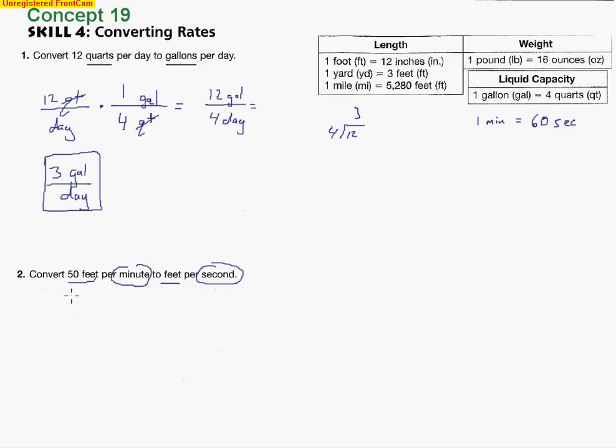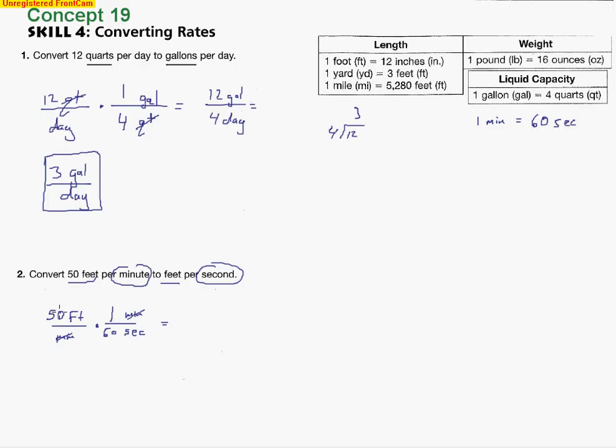We'll start off with the one we have, 50 feet per minute, and then we're going to multiply this by a conversion factor. I want to go from minutes to seconds, so I want the minutes to cancel. That's why I'm putting minutes on top, to get these two to cancel out. Now I have minutes on top, minutes on the bottom. They will cross-cancel, and then I'm going to put seconds in the denominator. I know that there are 60 seconds in 1 minute, so I put the 1 on top and the 60 on the bottom, because 60 goes with seconds. So again, those minutes will cancel.